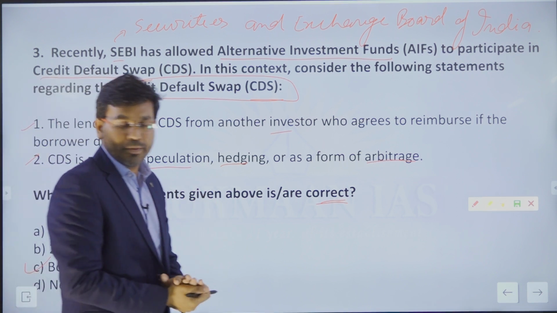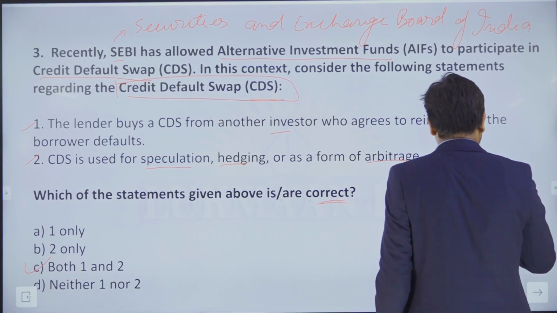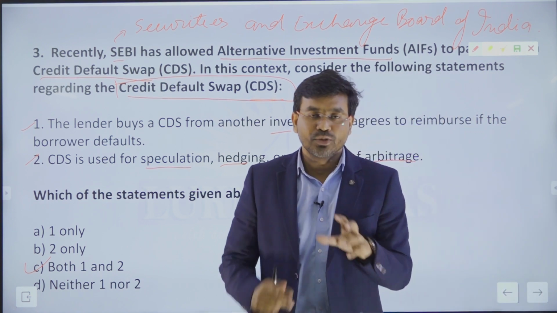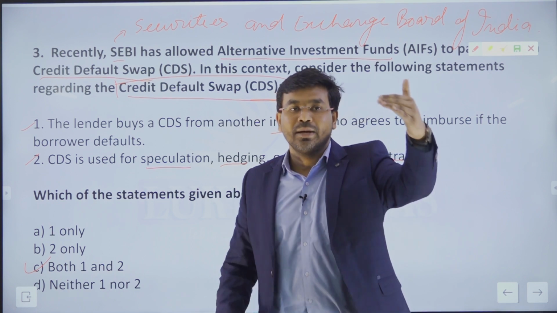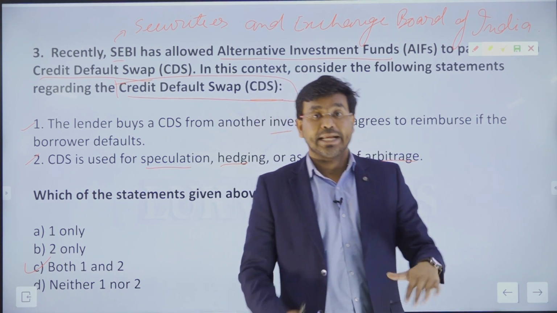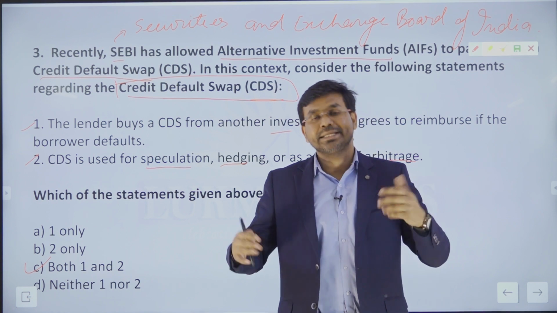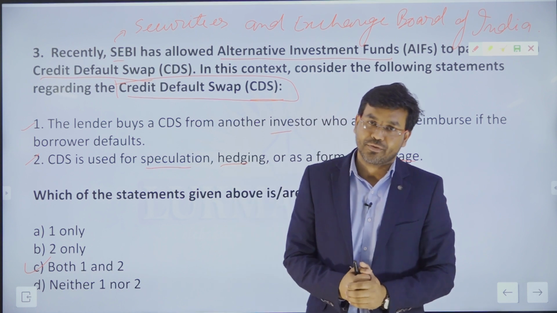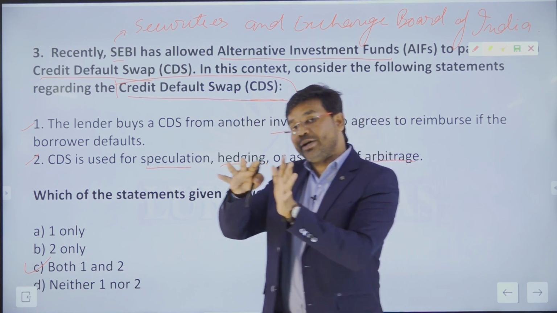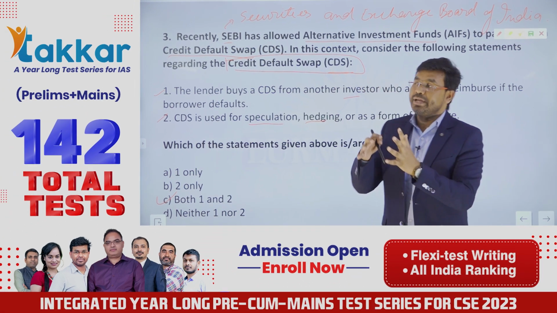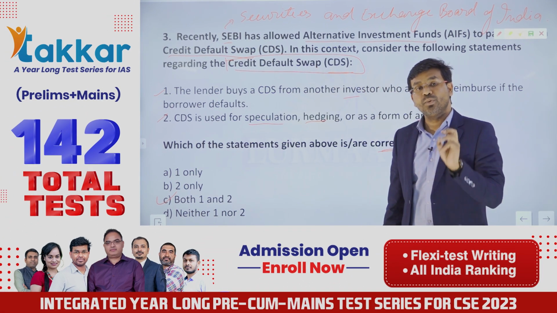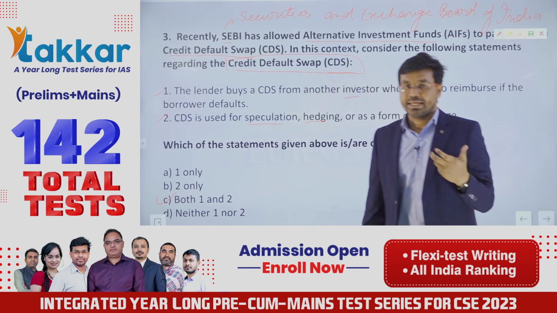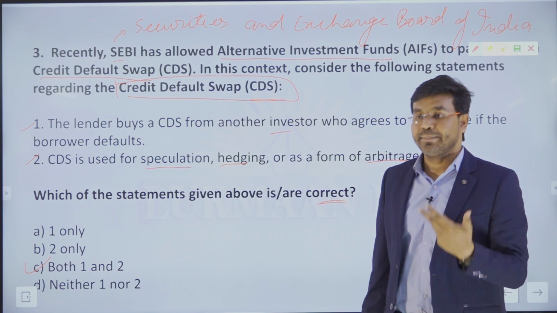Let me talk about what we mean by credit default swap. First of all, let me talk about what we mean by SEBI. SEBI is a regulator. On one side we have the Reserve Bank of India that regulates the financial things in the country. When we talk about banks, they are regulated by the Reserve Bank of India. The Reserve Bank of India has a different domain to look into. Similarly, we have a body known as SEBI. SEBI looks into and regulates the securities and exchange markets. It regulates the primary and secondary market in India.